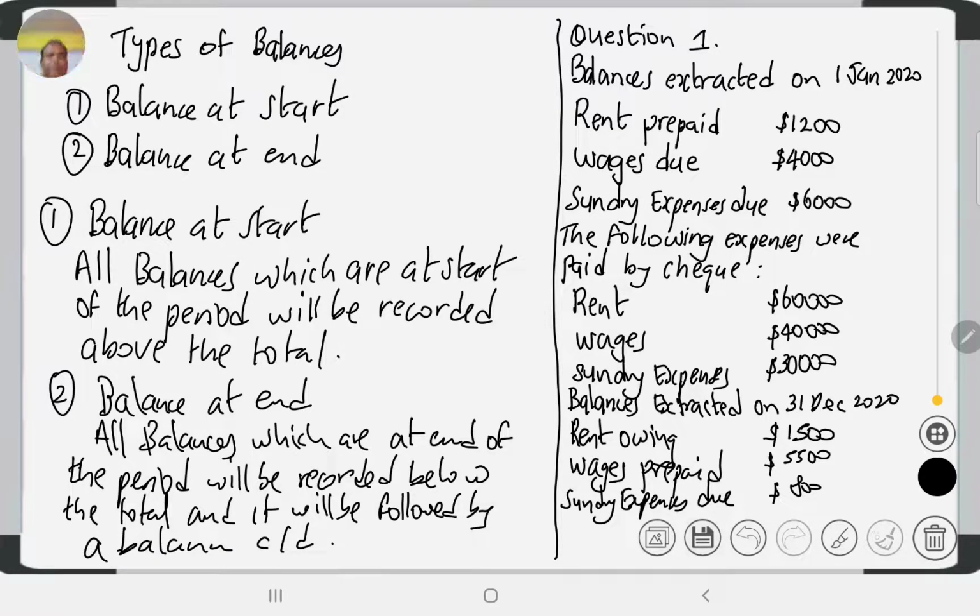Okay. Now, types of balances. Balance at start, and we have balance at end. All balances at start will be recorded above the total, and all balances at end will be recorded below the total, and it will be followed by a balance CD. Now, let's see an example.